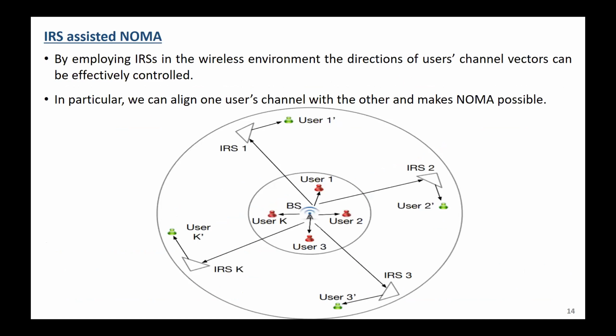So some researchers suggest using distributed intelligent reflecting surfaces such that they control the channel vector of user 1 dash to make it aligned to user 1 and combine these two, user 1 and user 1 dash, in one spatial direction. And the same for IRS 2, to align the channel vectors for user 2 and user 2 dash, to make NOMA with MIMO more efficient in terms of spectral efficiency.